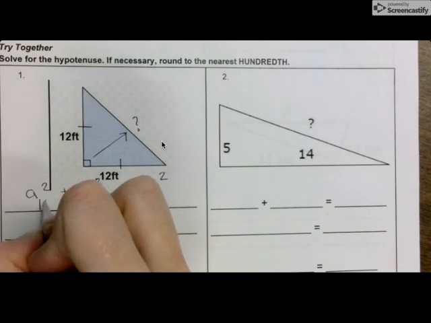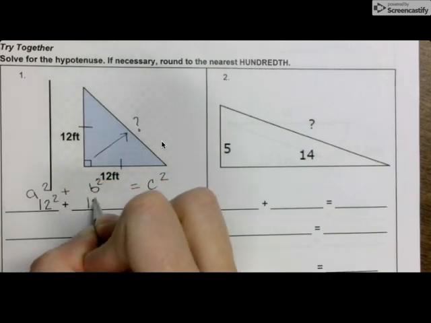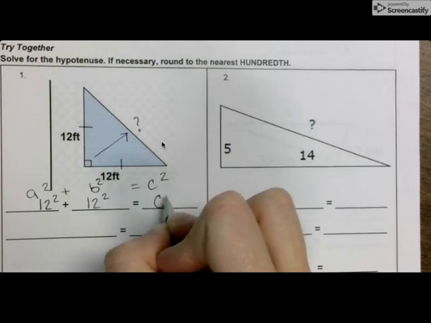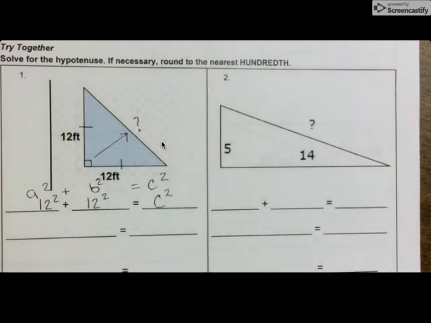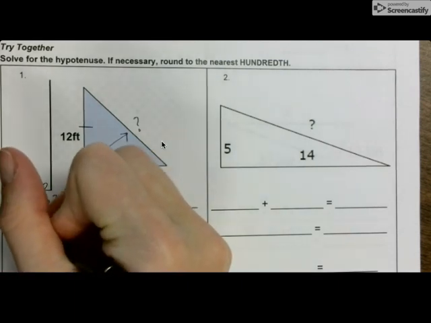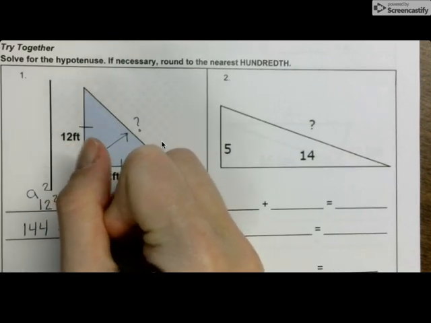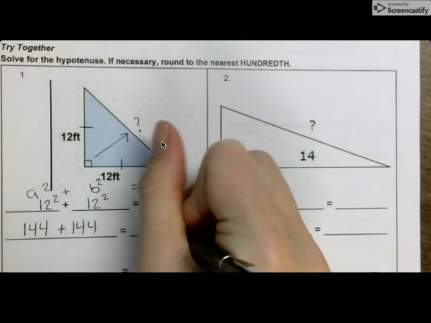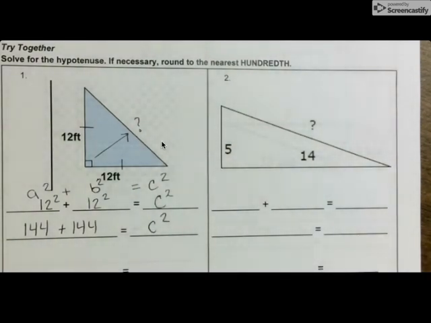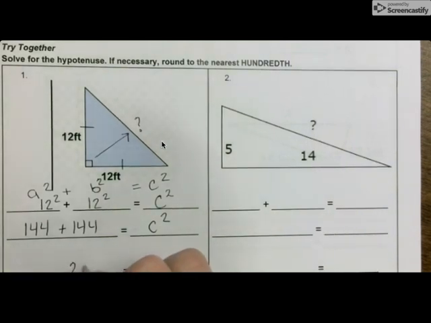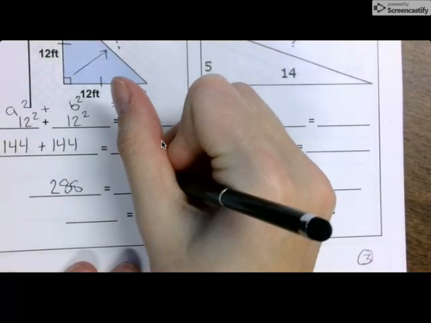So for A, I'm going to put in 12 squared. For B, I'm going to put in 12 squared. And C is just going to remain C. What is 12 squared? 144 plus 144. That's going to equal C squared. What is 144 plus 144? 288. And that equals C squared.